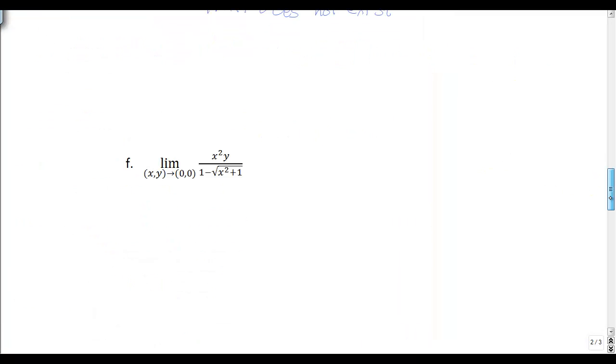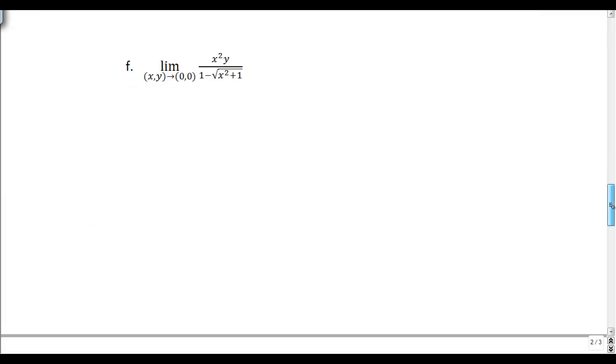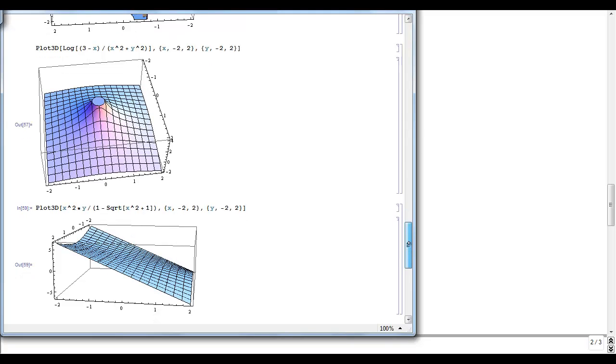Okay, last one here. We've got the limit of x squared y over 1 minus square root of x squared plus 1, as (x,y) goes to (0,0). So if you plugged in 0 for x, 0 for y, you'd get 0 over 1 minus square root of 1, which is 1 minus 1. You get 0 over 0. This would be undetermined. And so what you might do is look at the graph.